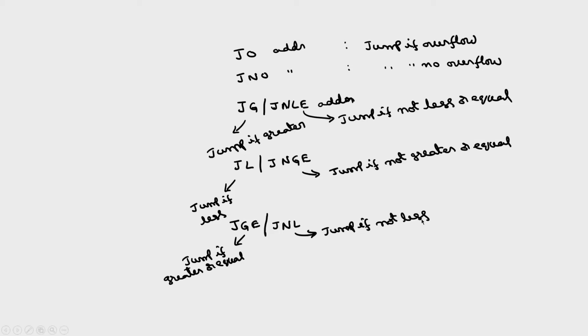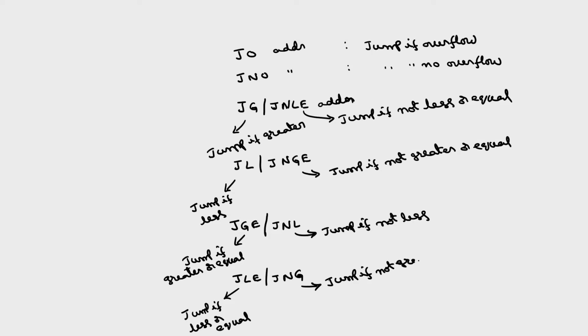Similarly, if I take this E to this side, we have jump less than or equal or jump if not greater. Jump if less than or equal, jump if not greater. So, totally we have 10, 11, 12, 13, 14.